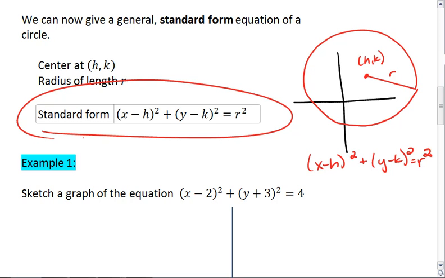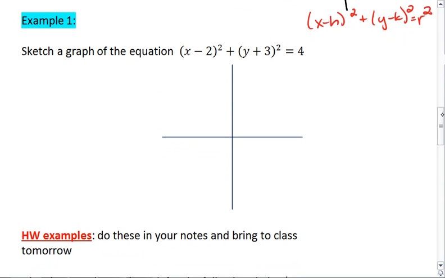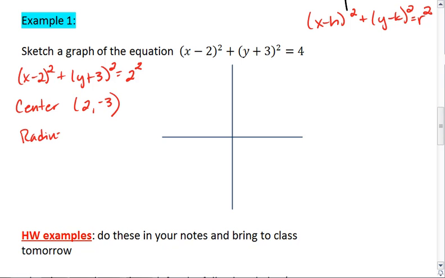And knowing where that equation comes from, that it comes from the Pythagorean theorem, is valuable in making sense of it. Let's try an example now. We want to sketch the equation of (x minus 2) squared plus (y plus 3) squared equals 4. Well, remember, 4 is the same thing as 2 squared, and I do like to rewrite my equations with the radius squared. We find that our center for the circle is at positive 2, negative 3, and we have a radius of 2.